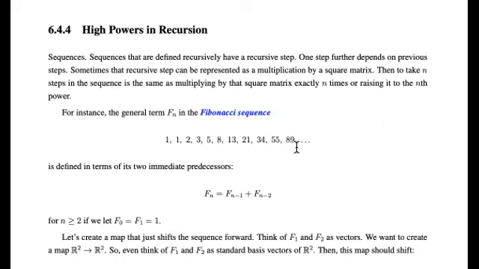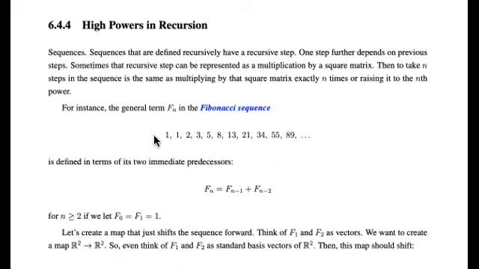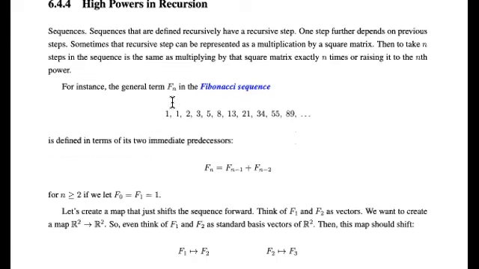All right, so let's suppose there's an example here of a sequence called the Fibonacci sequence, and it's defined by taking the previous two entries, adding them together, and getting the current one. 1 plus 1 is 2, 1 plus 2 is 3, and so forth. There's a way of using matrices and high powers of matrices to come up with a nice formula for the general term of the Fibonacci sequence.